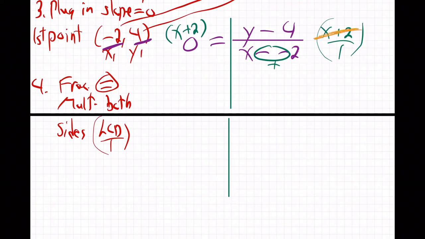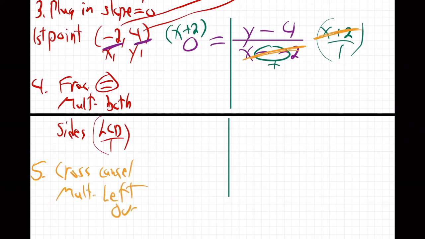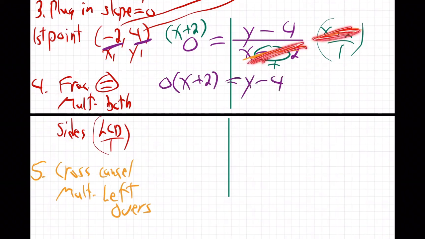And these guys cancel, right? So step 5, cross cancel, multiply the leftovers. So I cross cancel. On the other side, I have 0, x plus 2, and over here it's y minus 4, right? Because these guys cross cancel. They're gonzo. That's why we did it. We wanted to get rid of the fractions. See how we have no more fractions? Because we multiplied by LCD over 1 and it canceled out the denominator.